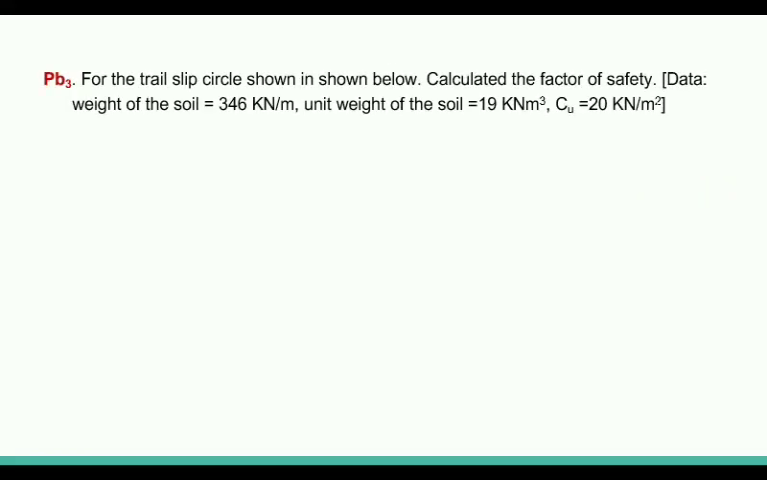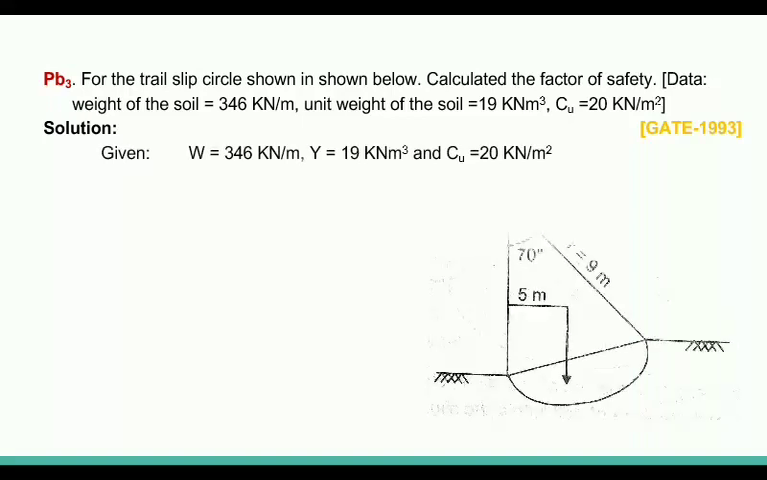Next question: for the trial slip circle shown in the figure below, calculate the factor of safety. The weight of the soil is given as 346 kN per meter. The unit weight of soil is given as 19 kN per meter cube, and Cu is equal to 20 kN per meter square. In the figure, the weight acts vertically downward at 5 meter from the center. Radius is also given as 9 meter.